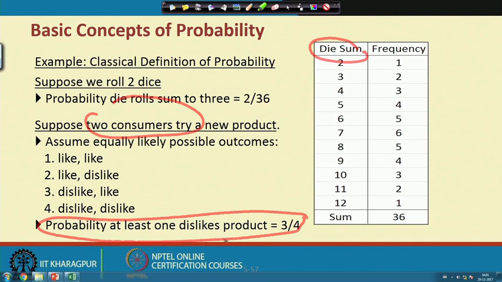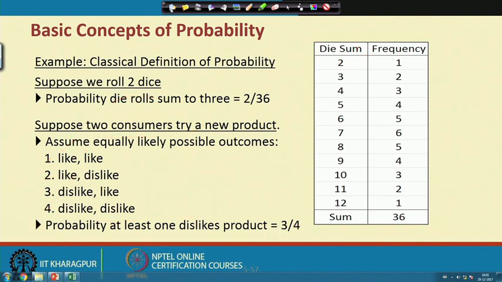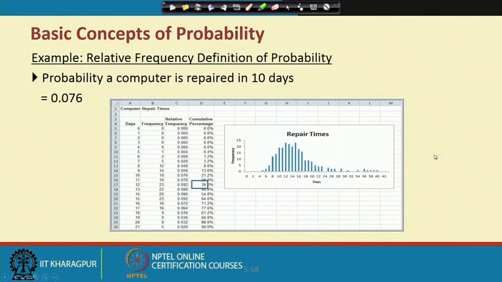At least one dislike means, see here, one here, one here, and here also at least one. So there are 3. But what are the total possible cases? The total possible cases are 4: this is 1, this is 2, this is 3, and this is 4. So obviously, the probability of at least one dislike will be 3 by 4. This is how the classical understanding of the concept of probability works. To know more about probability, we will move to the next structure.